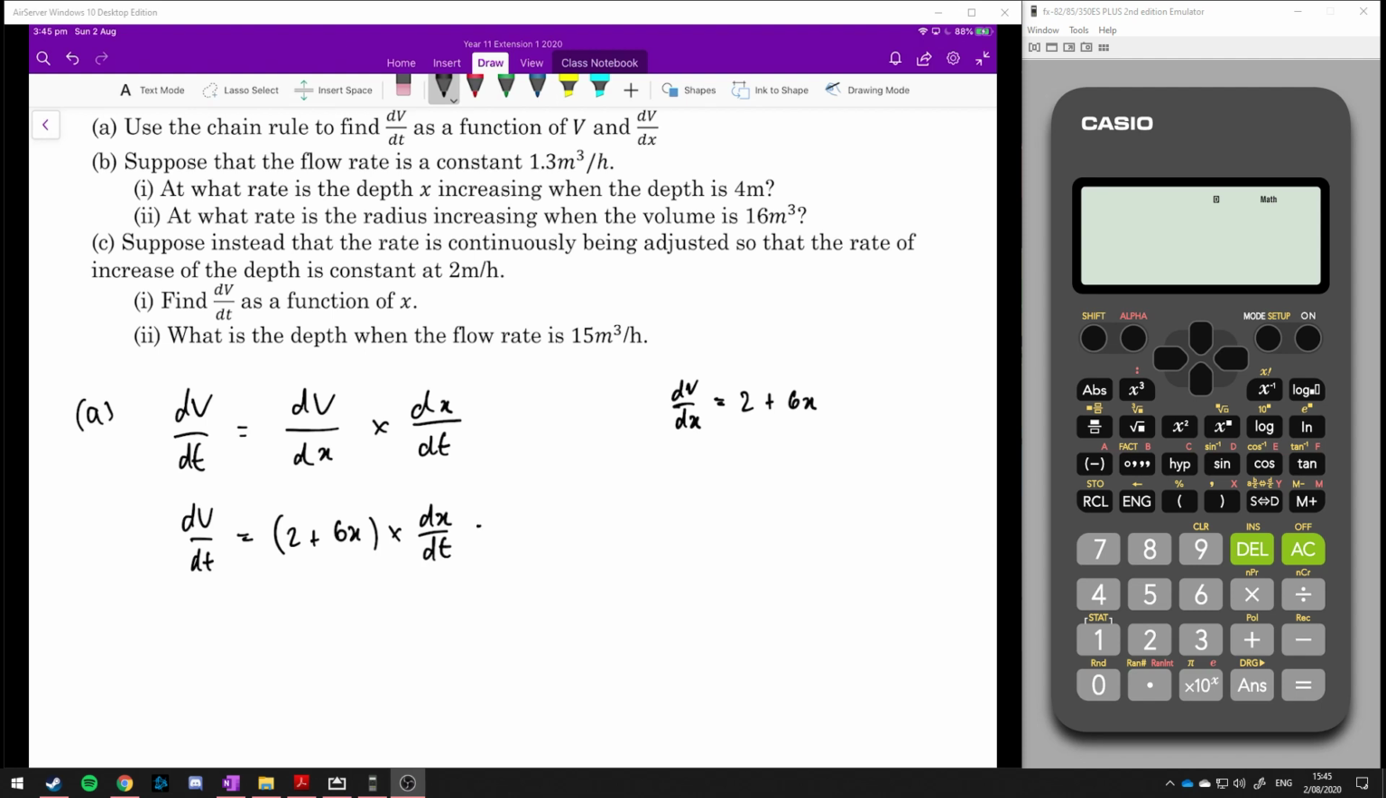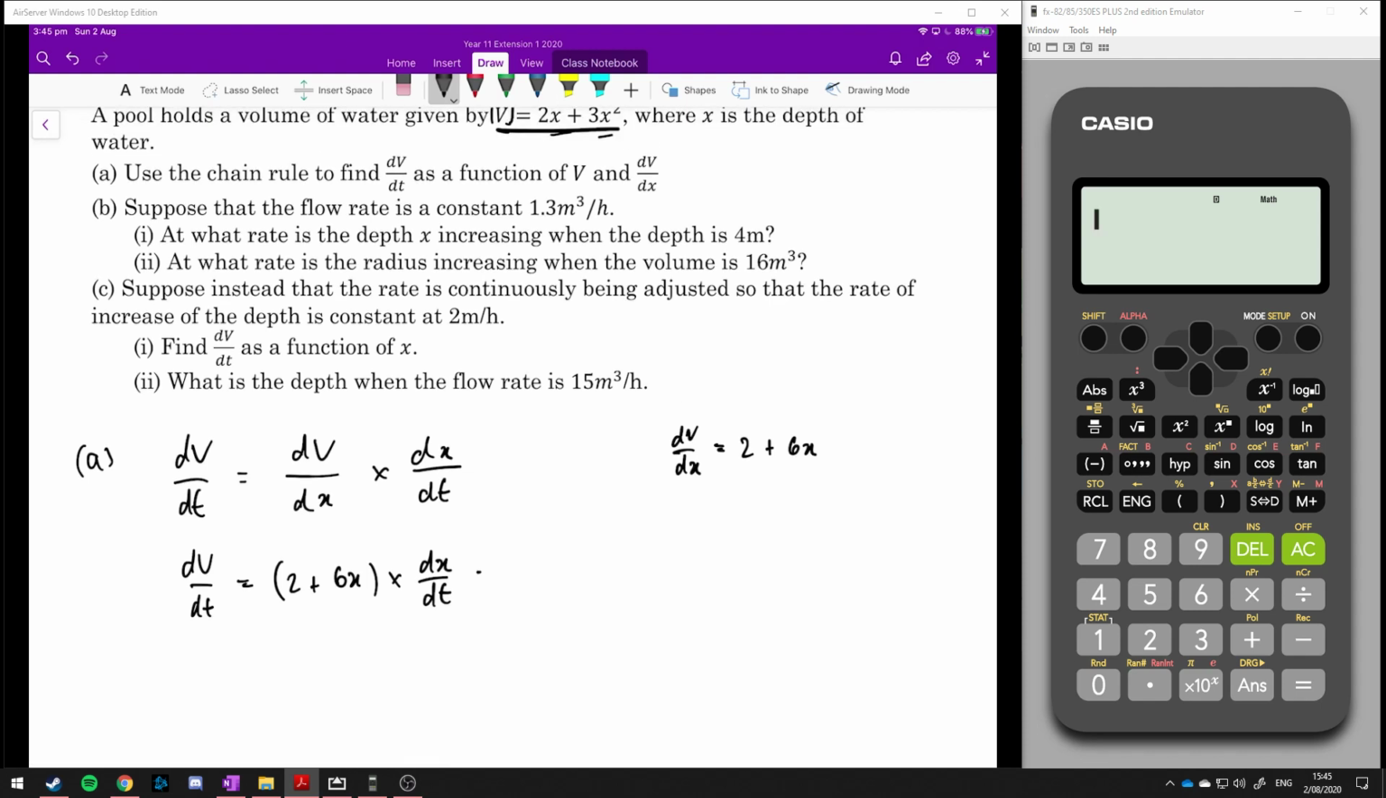So that's all it is when you're asked to find an equation, or a rule. The function is V, so we put that in there, and dV/dx in this case, and then dx/dt. Well, we don't know what dx/dt is yet because we haven't been given a rate of the depth per time, but we can work that out later on.